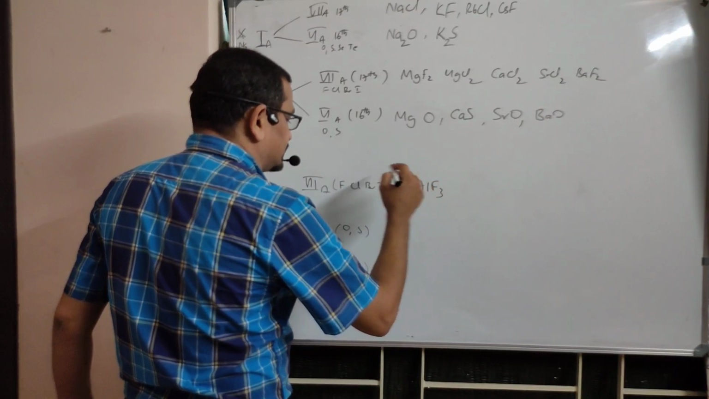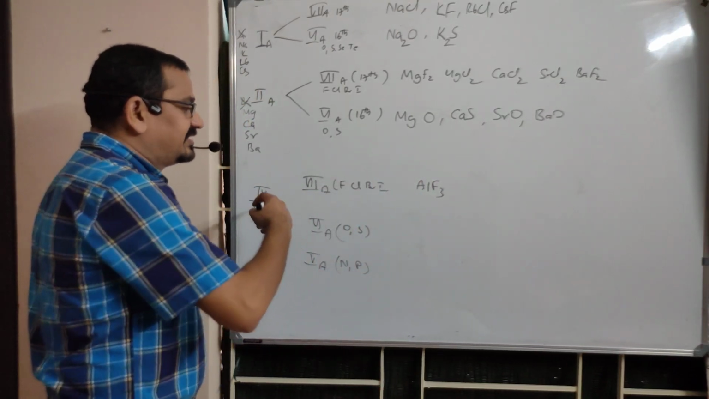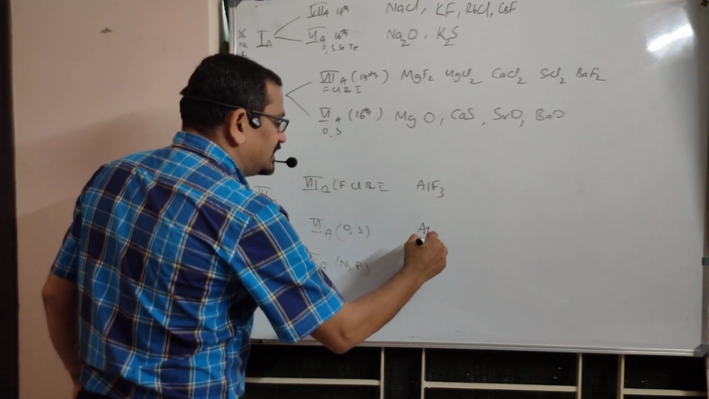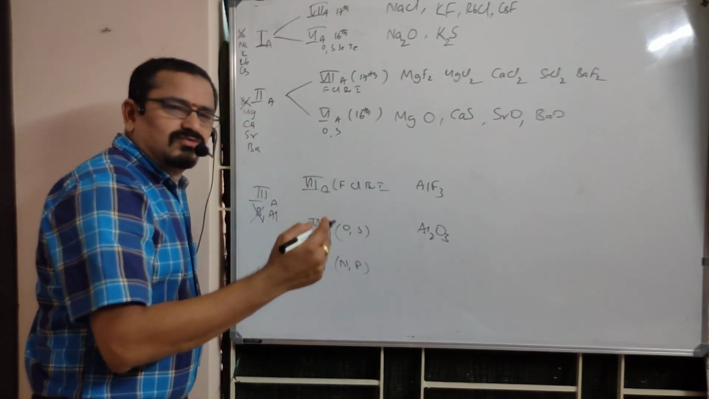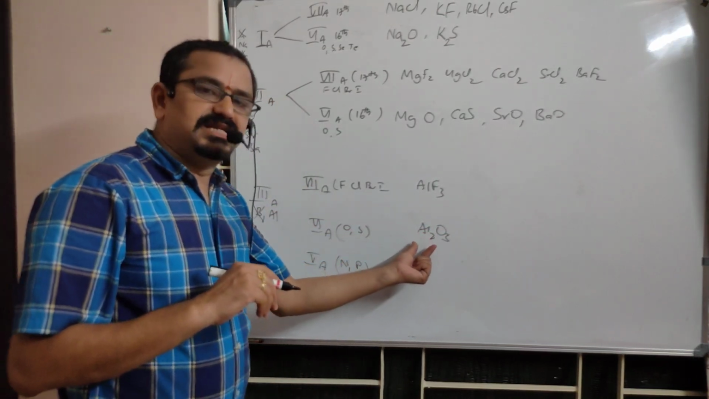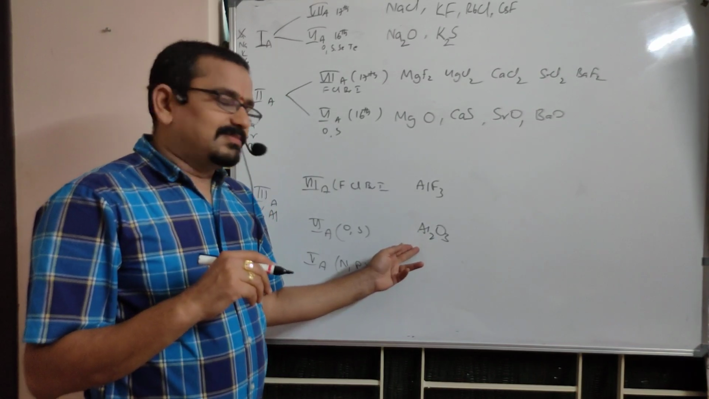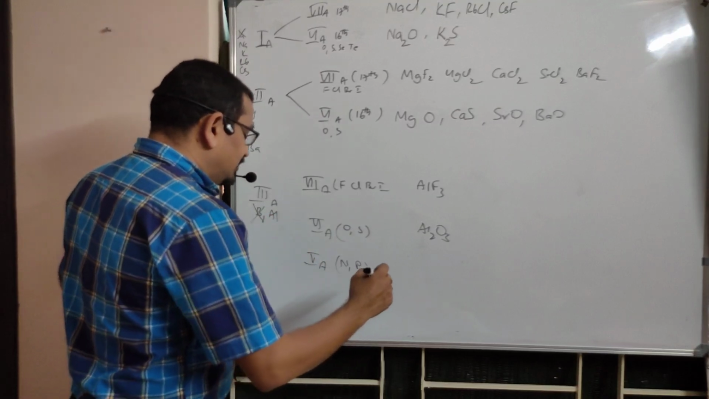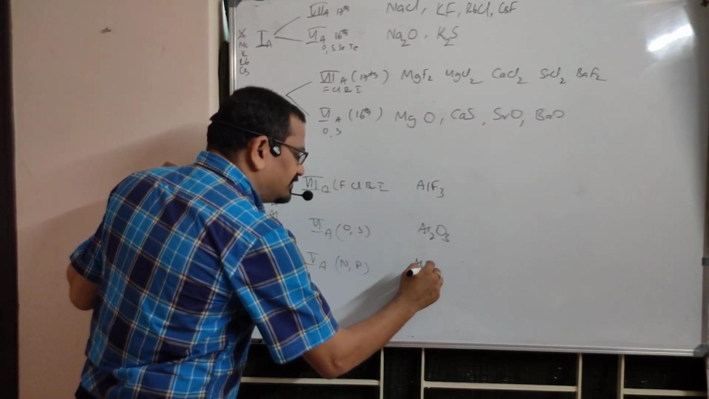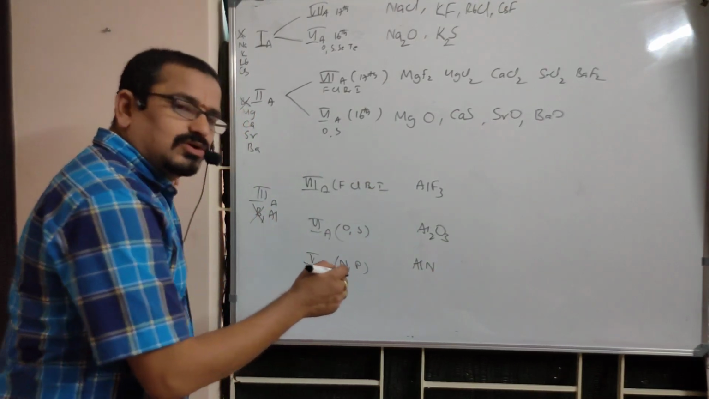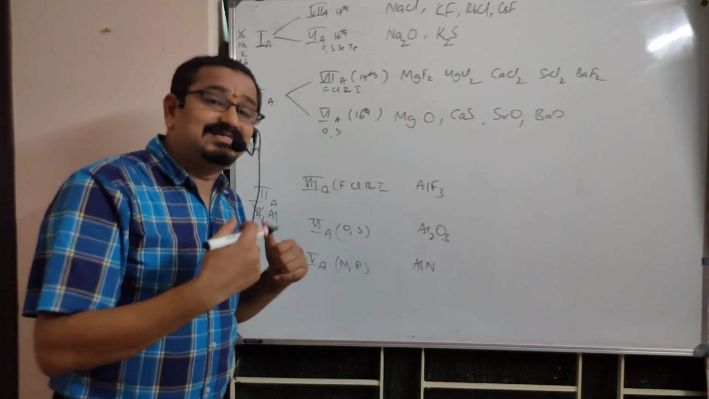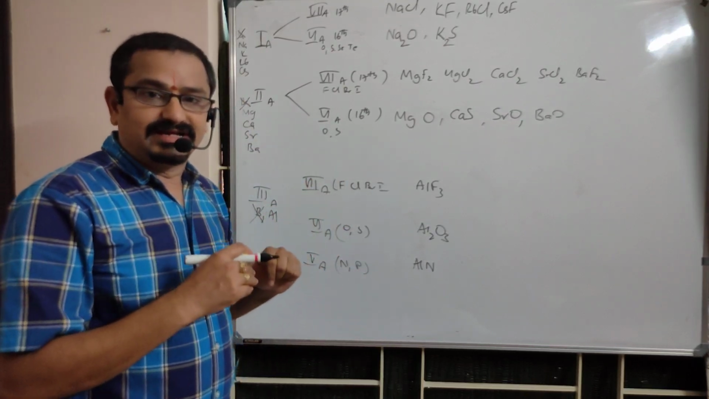AlF3 is more ionic among these different combinations. Similarly, Al2O3 has a more pronounced covalent character, but still it shows ionic character because of the smaller Al3+ cation. Similarly, aluminum nitride, but as we move to other combinations, their covalent character is more pronounced than ionic character. Okay.